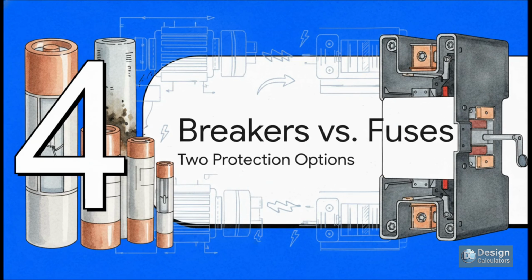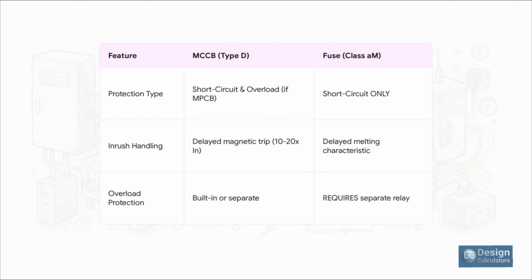Now, of course, circuit breakers aren't the only game in town. Fuses are the classic, tried-and-true solution for short circuit protection, especially in motor circuits. They're super effective. But the question is, how do they really stack up against a modern molded case circuit breaker, an MCCB? Okay, this comparison is really important.